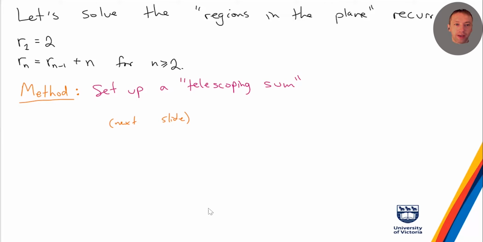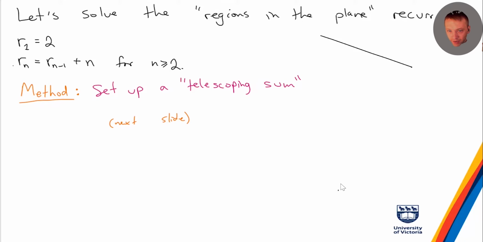Okay, so remember the regions in the plane recurrence? We had R1 is 2, since one line splits the plane into two regions, and Rn is Rn minus 1 plus n for n at least 2. I want to get a formula for Rn by doing some kind of trick where I make a bunch of things cancel. I think this is a really slick trick, and we're going to get a lot of use out of it.